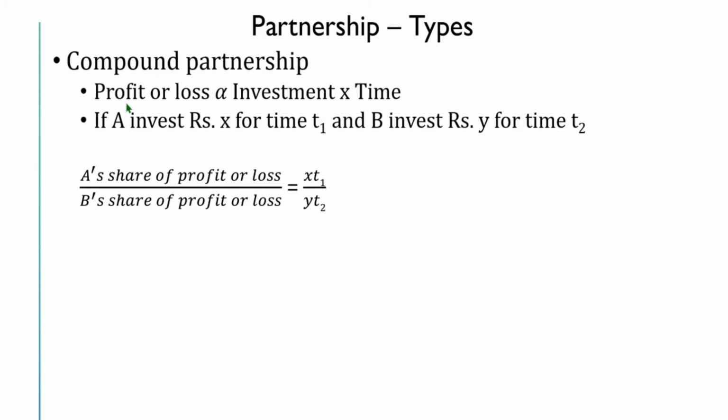The next type of partnership is compound partnership. Here the profit or loss is directly proportional to investment into time. That is, if A invests rupees X for time T1 and B invests rupees Y for time T2, then A's share of profit or loss upon B's share of profit or loss is equal to XT1 upon YT2. So based on these formulas, we will continue with the problems.